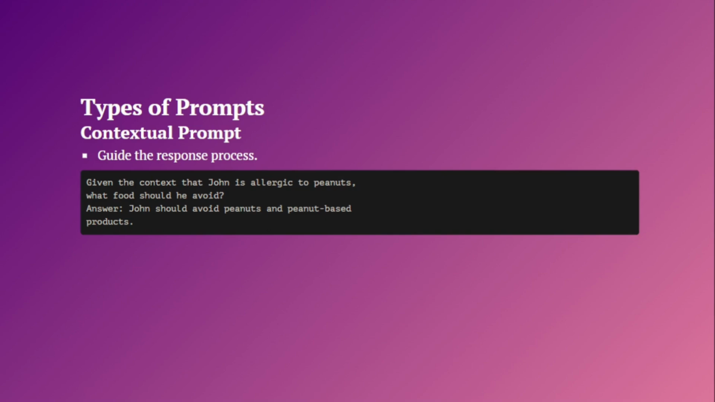So next, contextual prompts. They provide background information before asking the AI to respond. For instance, you can say, given the context that John is allergic to peanuts, what food should he avoid?